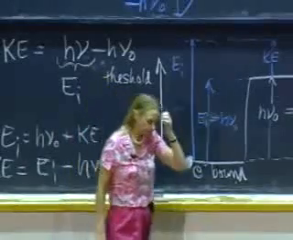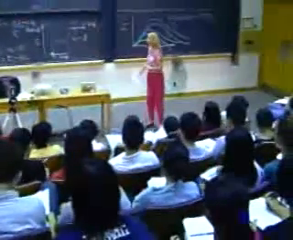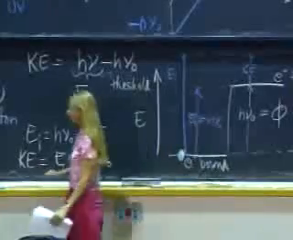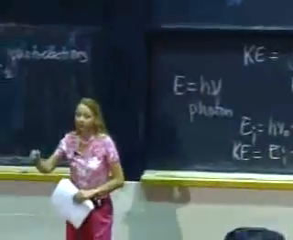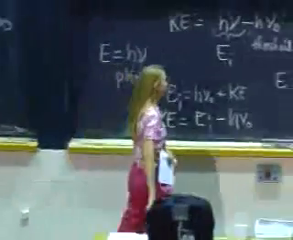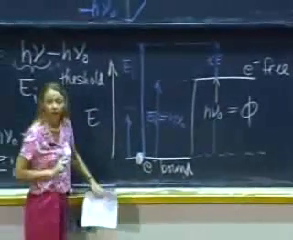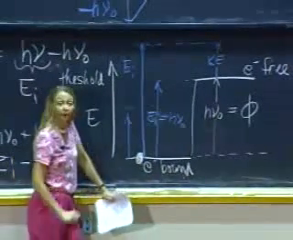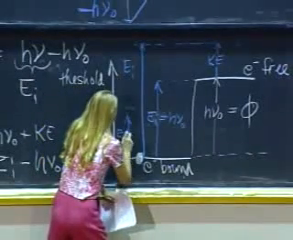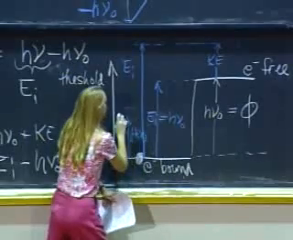Now, what's very important here is the following. If I come in with radiation that is, say, a half of the threshold energy, so suppose I come in with 2 photons, where each photon is 1/2 h nu.